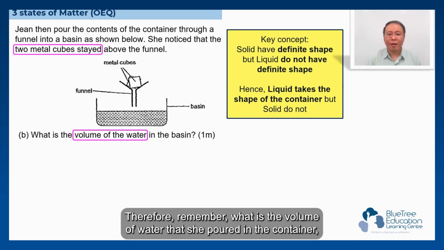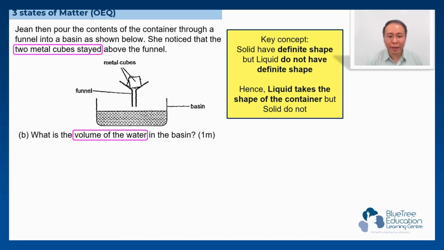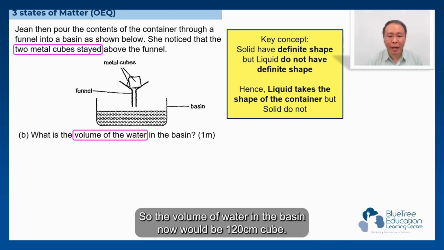Therefore, remember, what is the volume of water that she poured into the container? It's 120 cm cube, right? So the volume of water in the basin now would be 120 cm cube.